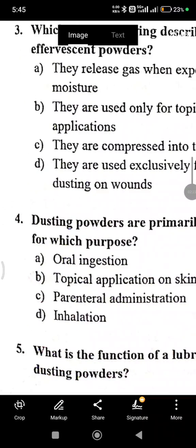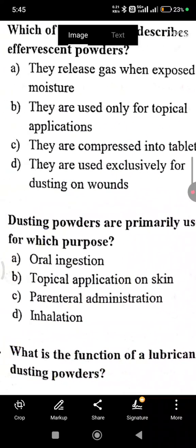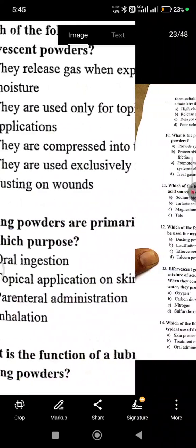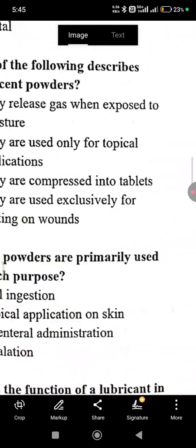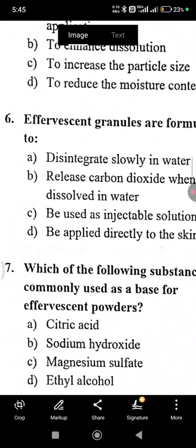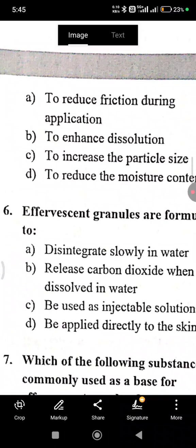So let's go to question number 5. What is the function of a lubricant in dusting powders? Option A, to reduce friction during application, is the right answer.